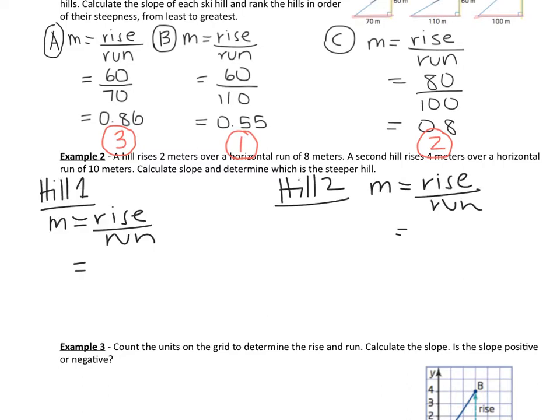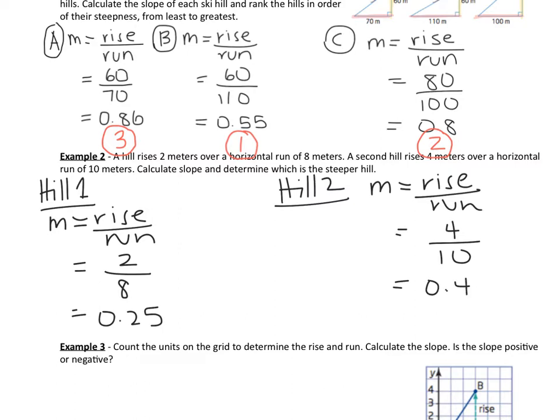Okay, so if we take the numbers that were given to us in the question and plug them into our slope formula, for hill number 1, my rise would be 2 meters and my run would be 8 meters. So I'm going to be doing 2 divided by 8. If I do that division, you should get an answer of 0.25. For hill number 2, the rise is 4 meters and the run is 10 meters. So if we do 4 divided by 10, you should get 0.4.